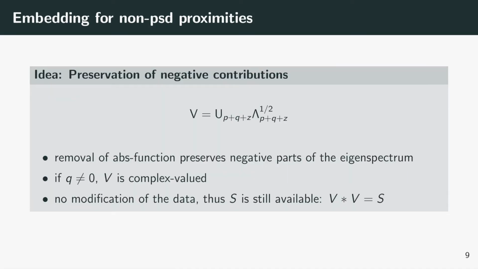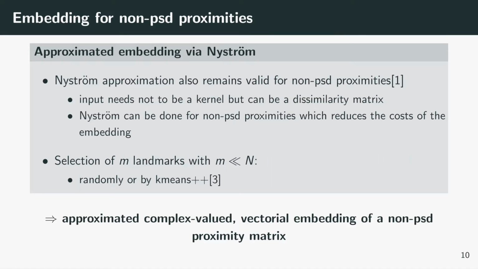Our idea is to preserve the negative contributions in the eigenspectrum by removing the abs function, and in the embedding step, all eigenvalues are used as they are without any modification. Because we do this without modification, all the information is preserved, and we can simply generate the original matrix again. So no loss of information. But now, if Q is not 0, so we have negative eigenvalues, the embedding matrix V becomes complex valued, because we take the square root of negative values. As we see later, this is only a small limitation. At first, we want to make our approach more efficient.